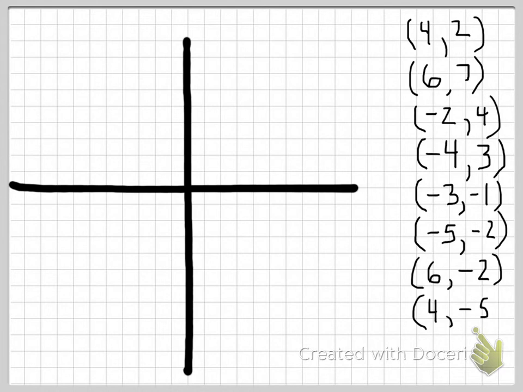Negative 4, 3. Okay, again, my x value is negative, so I have to start at the origin and then go 4 in the negative direction. 1, 2, 3, 4. Then up 3. 1, 2, 3. And negative 4, 3 would be that spot right there.